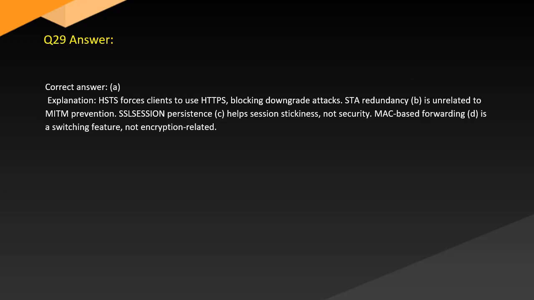Answer. Correct answer: A. Explanation. HSTS forces clients to use HTTPS, blocking downgrade attacks. DNS redundancy, B, is unrelated to MITM prevention. SSL session persistence, C, helps session stickiness, not security. MAC-based forwarding, D, is a switching feature, not encryption related.